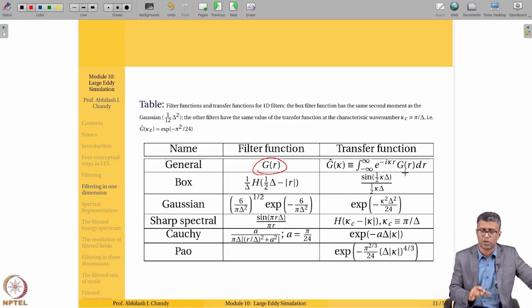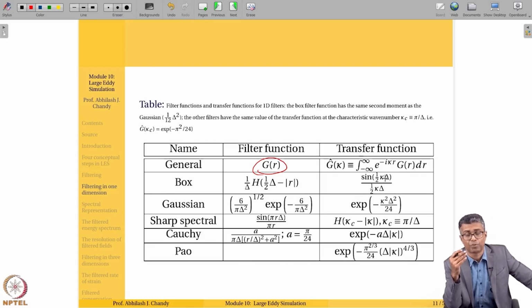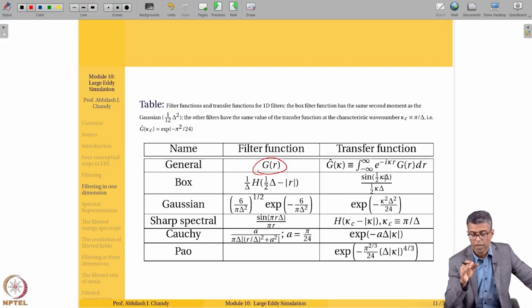Just to understand this concept better, we are presenting it in one dimension. So that is why it is e to the minus i kappa r. If it was in 3 dimensions, it would be e to the minus kappa (bold) dot r (bold), g of r (bold), dr (bold). I hope you're getting it. So this is the general definition of the transfer function.